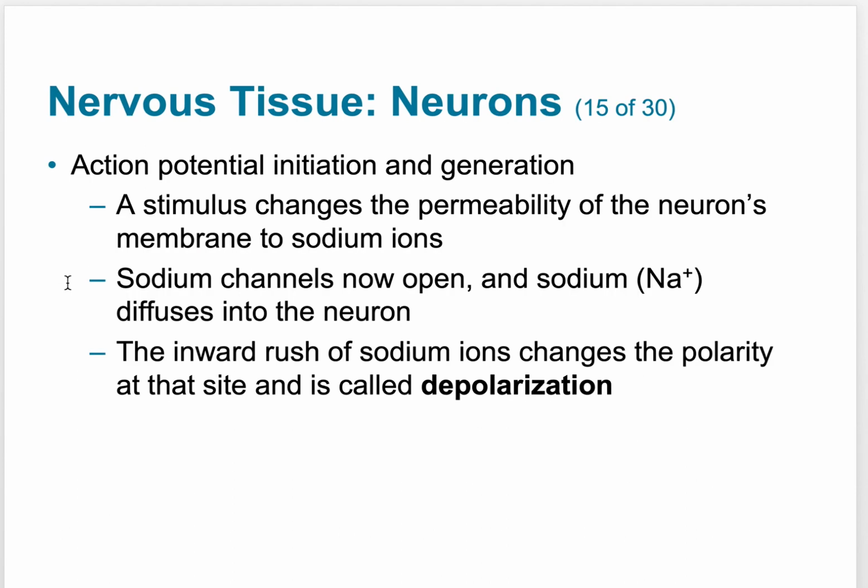So, action potential initiation and generation. A stimulus changes the permeability of the neuron's membrane to sodium ions. What happens is voltage-gated sodium channels will swing open and allow sodium to rush into the cell. When that happens, you're going to get lots and lots of positive ions rushing into the cell, and the cell becomes more positive inside. So it's becoming less negative. And when that happens, we call that depolarization.